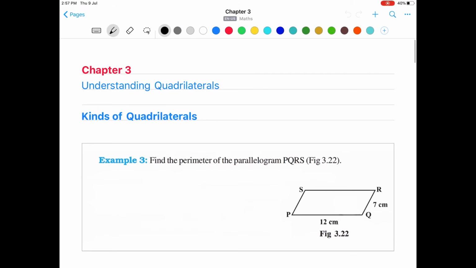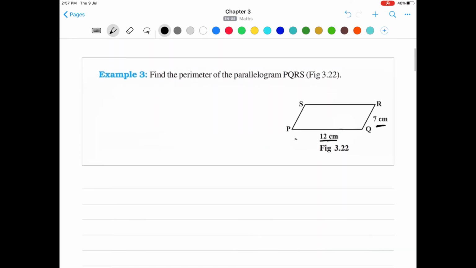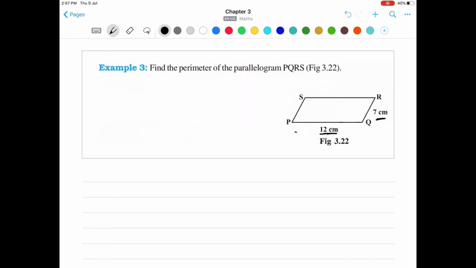So this is our chapter number 3, Understanding Quadrilaterals, in which we are doing kinds of quadrilaterals. The first example that we have here is: find the perimeter of parallelogram PQRS, which is given here, in which PQ is 12 and QR is 7 centimeter. Now from the properties of a parallelogram, we know that in a parallelogram opposite sides are equal in length.